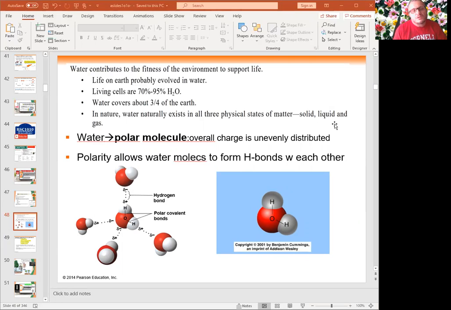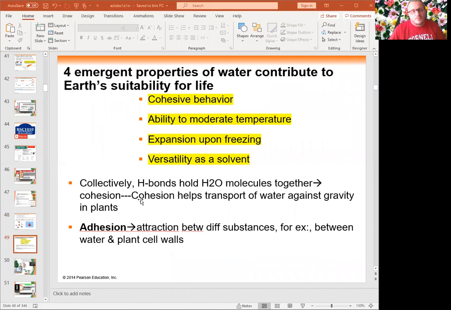Water is a polar molecule, whose overall charge is unevenly distributed. Its polarity allows water molecules to form hydrogen bonds with each other, like you see here. There are four emergent properties of water which make the Earth suitable for life: cohesive behavior, ability to moderate temperatures, expansion upon freezing, and versatility as a universal solvent.